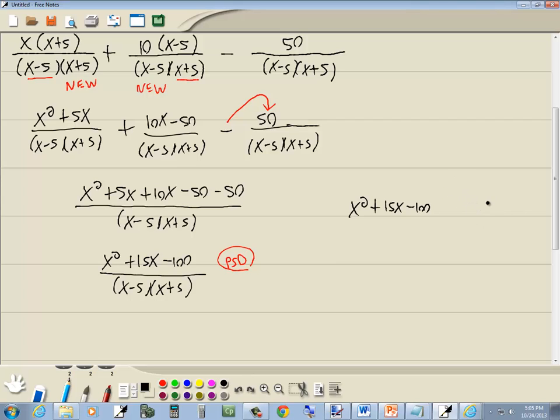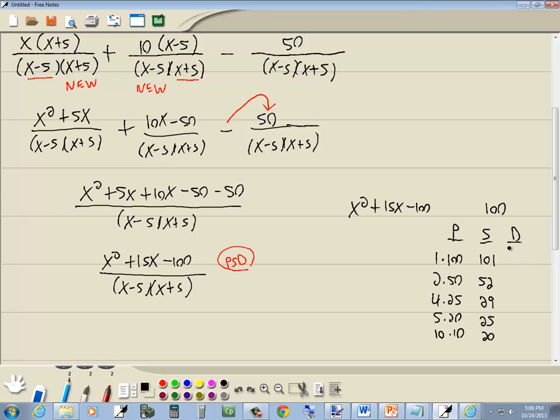Now PSD would take our number at the end, ignoring signs. So we got 100. And we're going to come up with our 3 columns. Our P column, we list all the products that give us 100. 1 times 100, 2 times 50, 4 times 25, 5 times 20, 10 times 10. The S column, S for sum, we want to add these together. 1 plus 100 is 101, 2 plus 50 is 52, 4 plus 25 is 29, 5 plus 20 is 25, 10 plus 10 is 20.